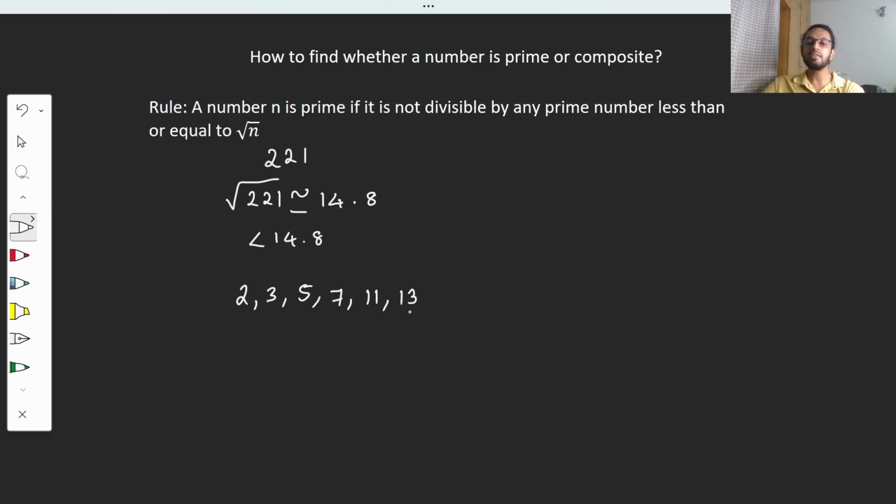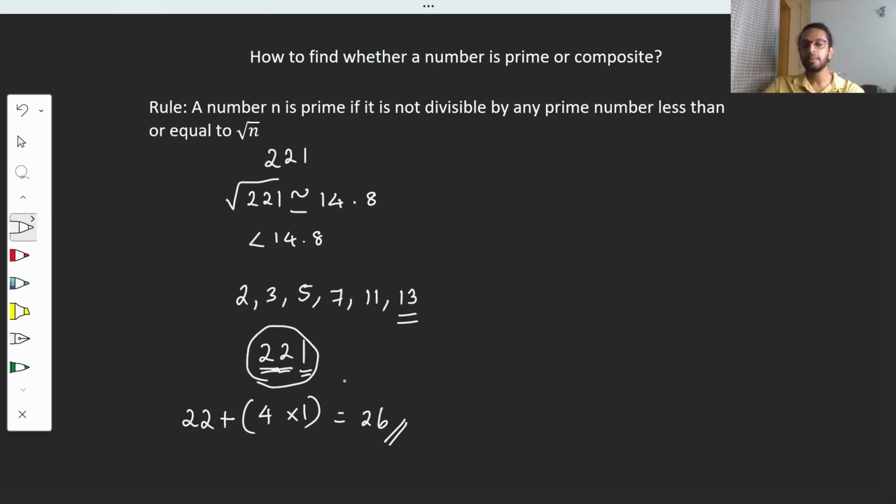So let us try the divisibility for 13. How that works is, for 221, you take the last digit 1 and multiply it by 4 and add it to the remaining number, this 22. So now when we do this, we get 26. If 26 is divisible by 13, then the original number 221 is also divisible by 13. Therefore, since this given number is divisible by 13, it is a composite number.